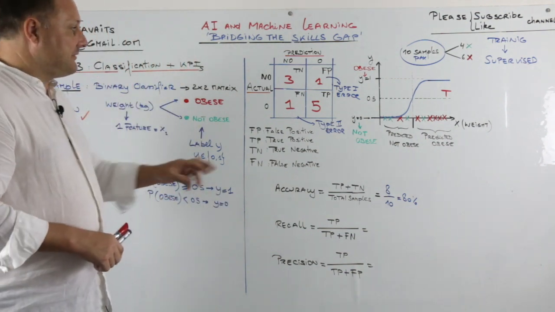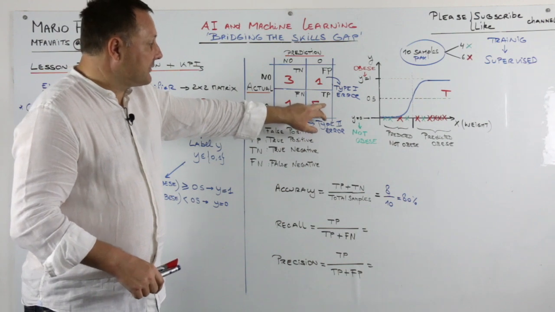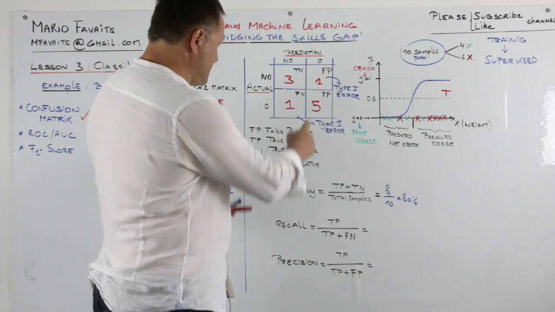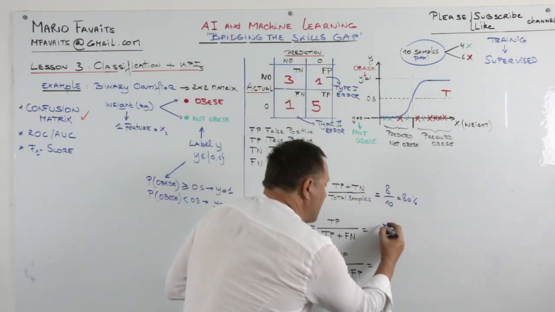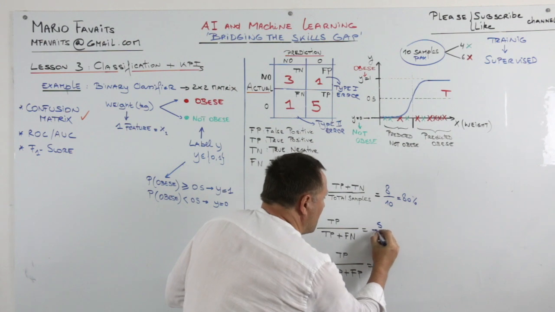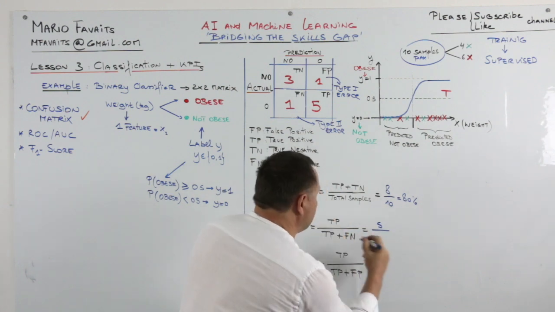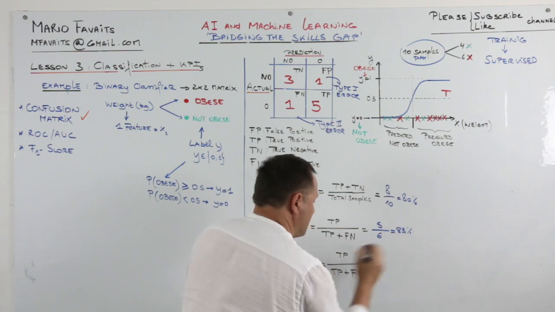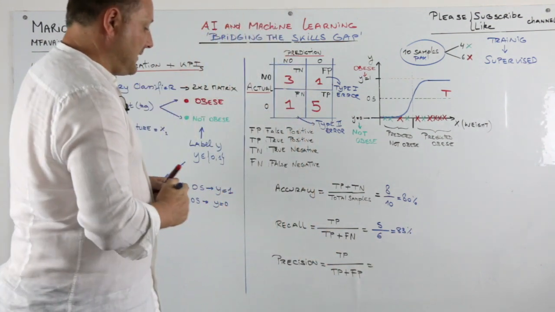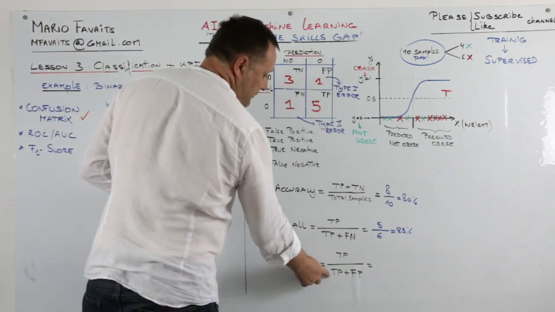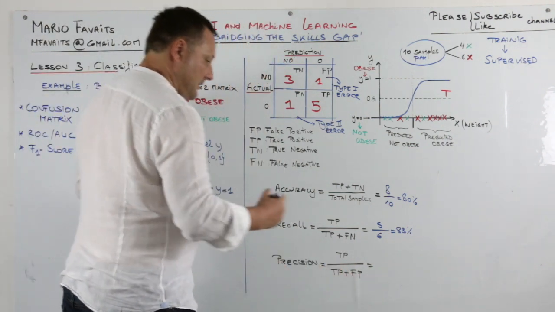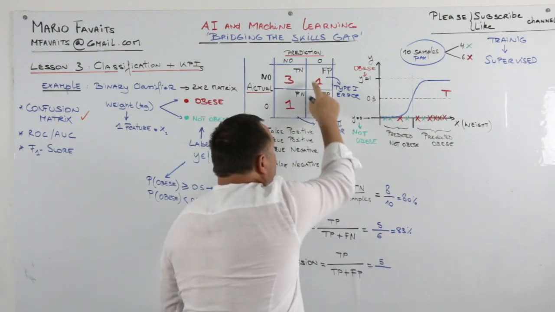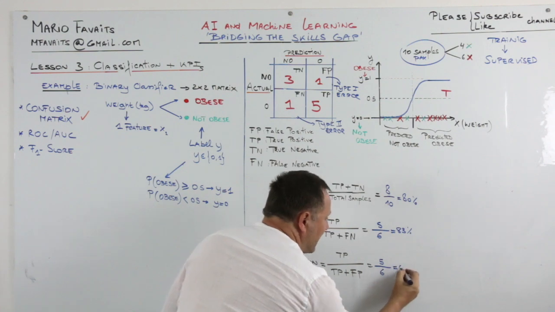Now we take a look at a KPI called recall. Recall is the true positives divided by true positives plus false negatives. So in our case, true positives is 5, and true positives plus false negatives is 6. So that's about 83%. Precision is true positives divided by true positives plus false positives. So it's again 5 on top, and that is 6, also 83%.